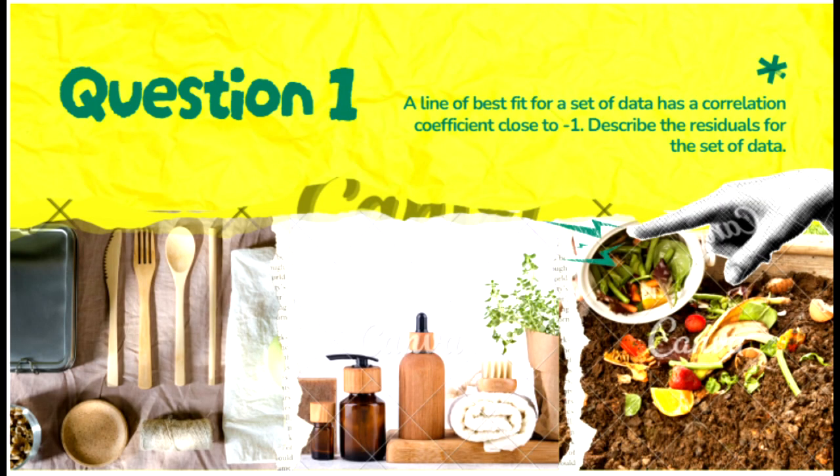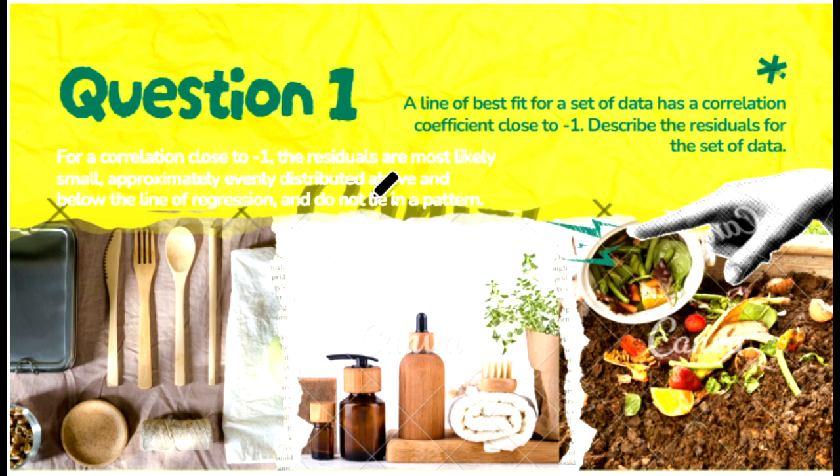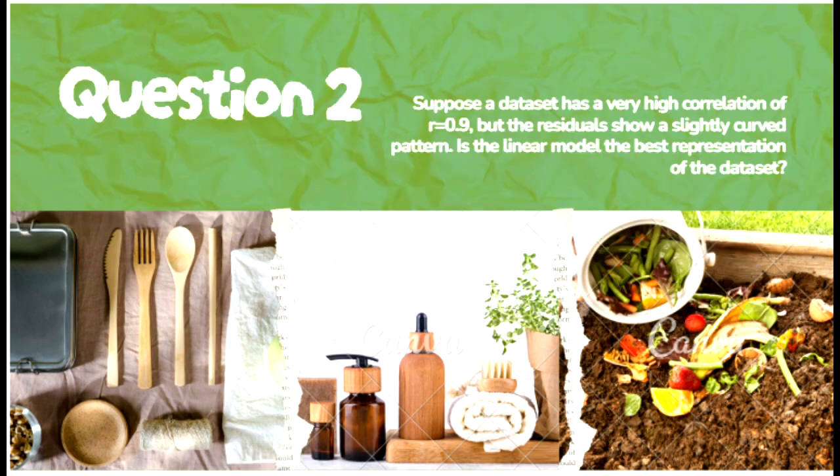Question number 1, your turn. A line of best fit for a set of data has a correlation coefficient close to -1. Describe the residuals for the set of data. What are those residuals going to look like? For a correlation close to -1, the residuals are most likely small. So they're going to be little numbers, approximately evenly distributed above and below the line of regression, and do not lie in a pattern. Okay? If you didn't get this, don't worry, they don't ask you any of this.